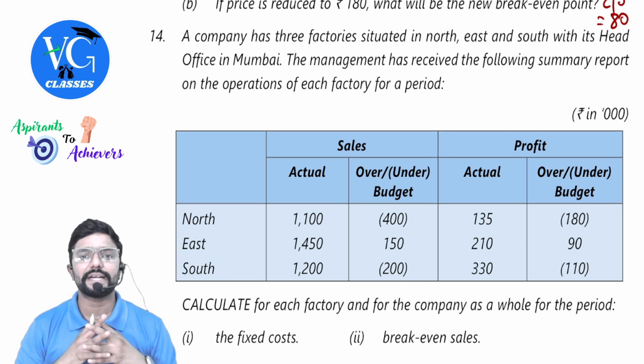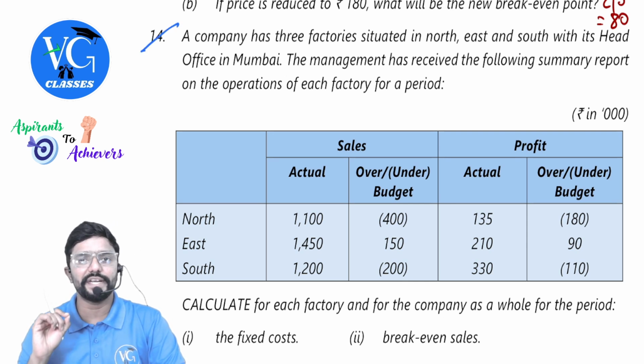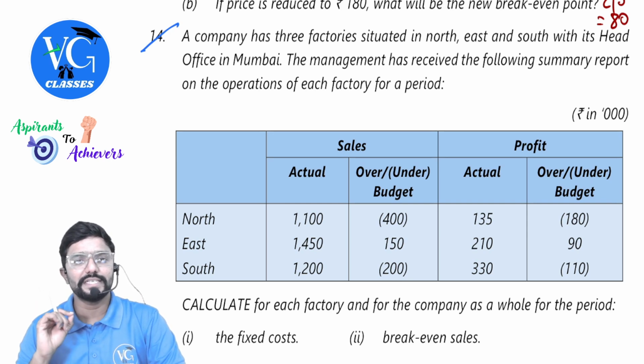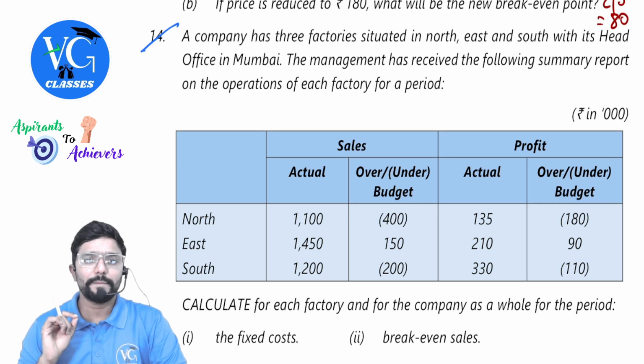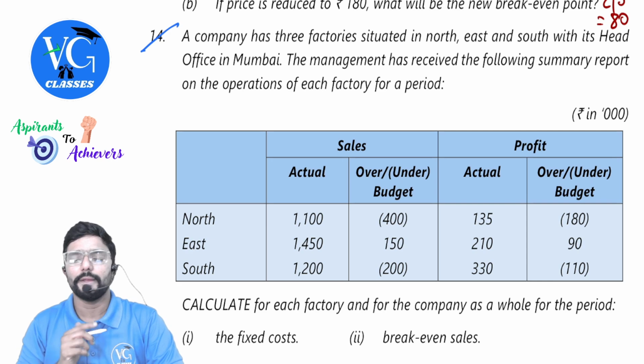A company has three factories. Interesting question. Please be attentive. A company has three factories situated in north, east, and south, with its head office in Mumbai. The management has received the following summary report on the operations of each factory for a period.